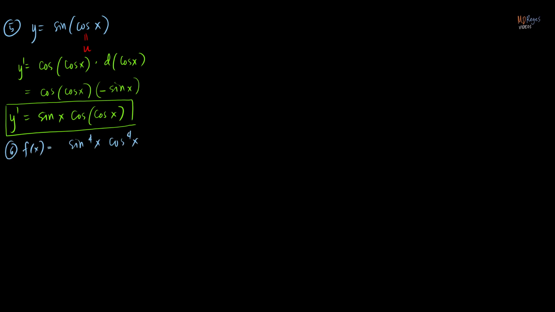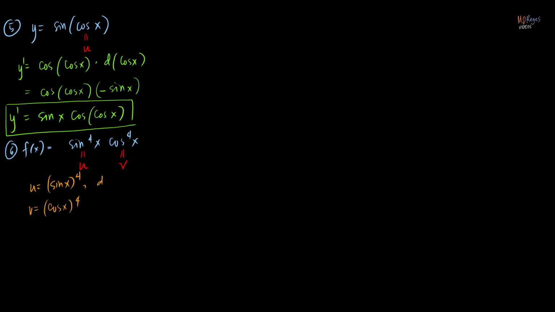Now, number 6, the function f is a product of two trigonometric expressions. So we need to use the product rule here to differentiate, where u is equal to sine to the fourth x and v is equal to cosine to the fourth x. So u, let me just rewrite, u is equal to sine x raised to 4. To differentiate u, we'll use the generalized power rule, and then v is equal to cosine x raised to 4.